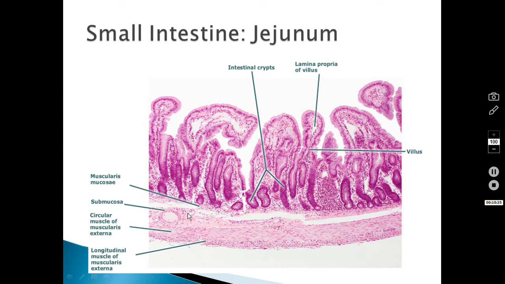Then we get our submucosa. You see, we no longer have those duodenal glands. They are not present in this part of the small intestine. They are only in the duodenum. And then our two bilayers, the circular layer of the muscularis externa and the longitudinal layer of the muscularis externa. And then here is where we would find our serosa tissue.